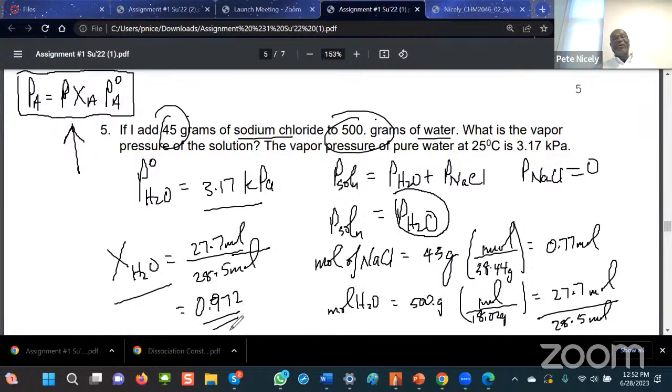But we're not finished yet because what the question is asking for is the vapor pressure of the solution, right? So how do we get that? And the hint is right here again. The hint is right here. So now that we get the mole fraction of water, how do we get the vapor pressure of the water in the solution? What's the formula to calculate the vapor pressure of H2O based on this equation?